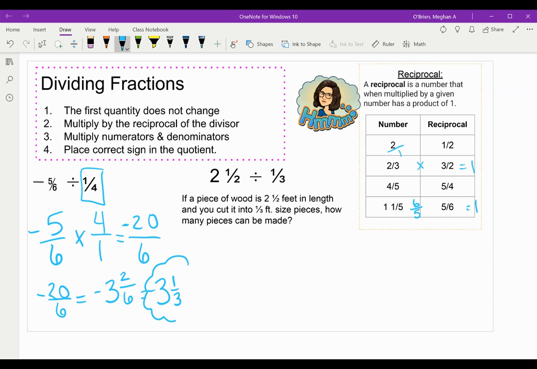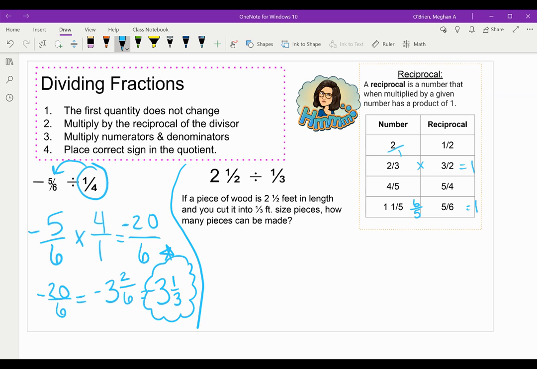And then I'm always going to ask myself, does my answer make sense? Back to the original problem, I'm asking myself, like, how many times does 1/4 go into 5/6? Well, 5/6 is almost a whole. 1/4 is smaller. So saying it goes in about 3 1/3 times, it makes sense to me. There's about 3 groups that would fit in a little bit more. Okay. All right. So next one.